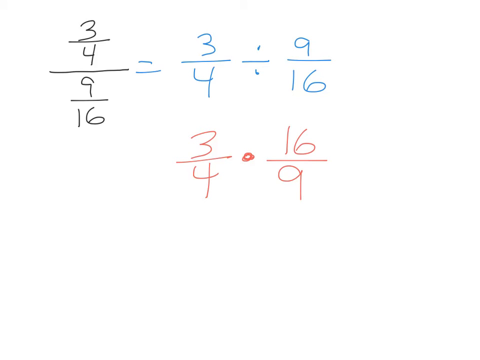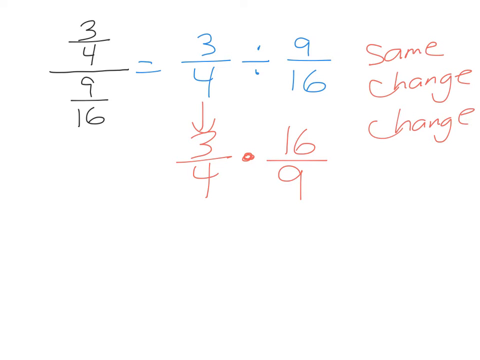So that becomes 16/9. Sometimes we use the abbreviation of same, change, change. Leave the first fraction the same, change division to multiplication, change the second fraction into its reciprocal. Now that I have 3/4 times 16/9, now all it is using the fractions.